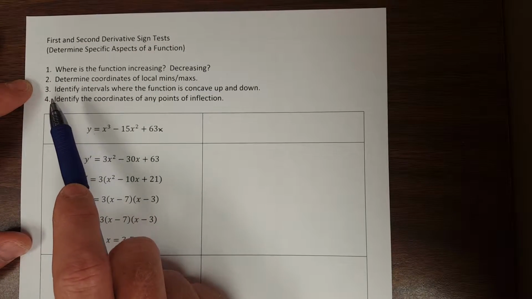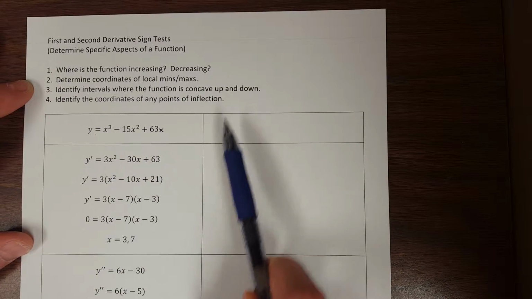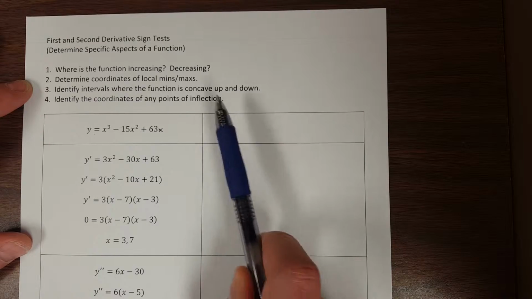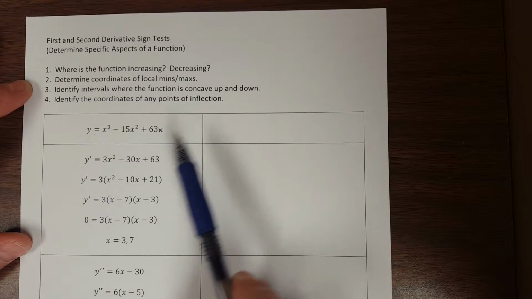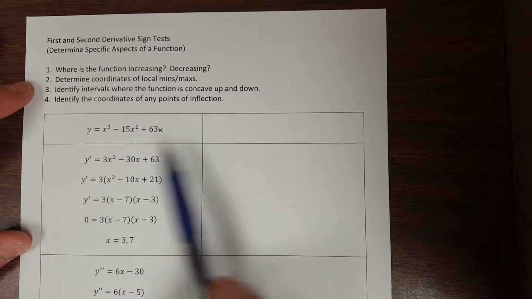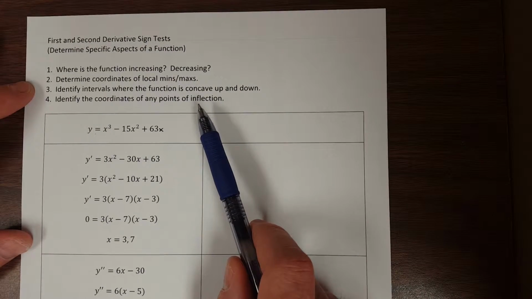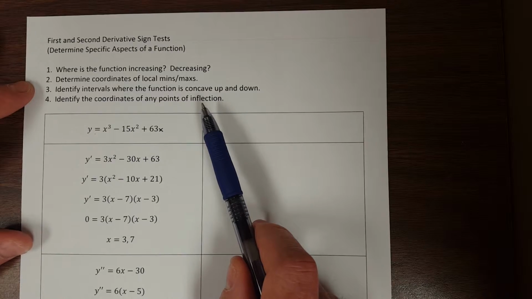Three, we're going to identify intervals where the function is concave up or concave down. Concave up means it can, I guess, hold water, and concave down would mean it would be spilling water out of it if it were a cup. And then the last thing is to identify any coordinates of points of inflection. Those are places where the concavity changes sign, from positive to negative or negative to positive.